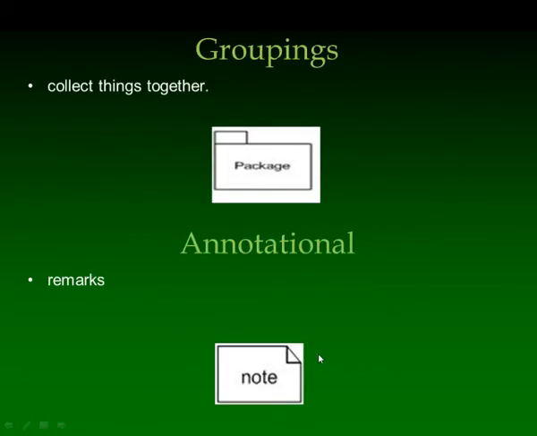Okay, and then to group things together, we've got the package, and you can put many things inside one package. So this will collect many different objects inside, and then you want to have annotational things as well. These are used for remarks, which are descriptions, extended notes, constraints, and comments on UML model elements. And right now, this is the only annotational element available in UML.